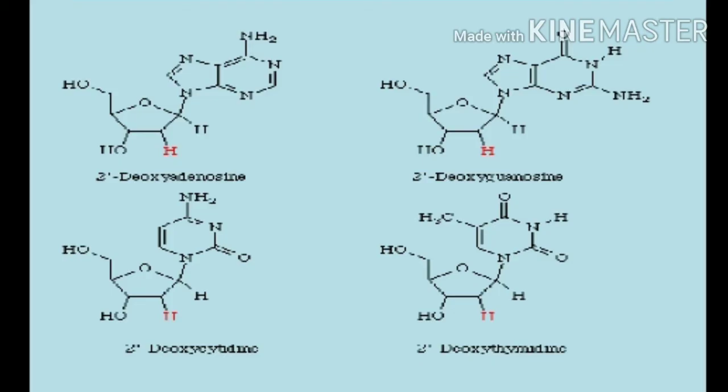In this picture, you can see 2 deoxyadenosine, 2 deoxyguanosine, 2 deoxycytidine and 2 deoxythymidine, the 4 nucleosides, and how the nitrogen bases are linked to the deoxyribose.